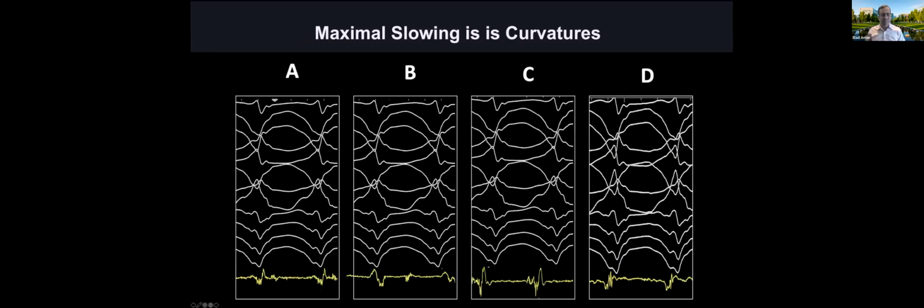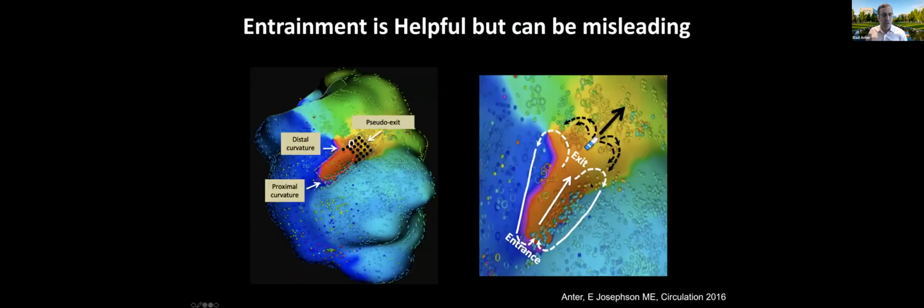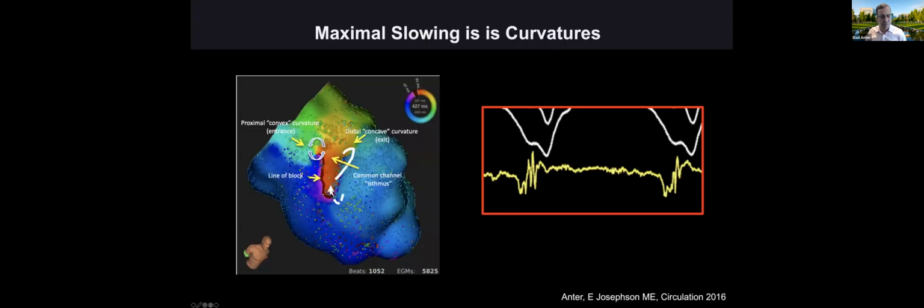Now, what does this mean? And actually, one thing is that if you look here, conduction in the isthmus itself is fairly rapid.